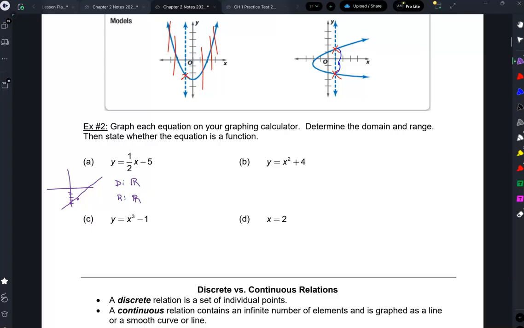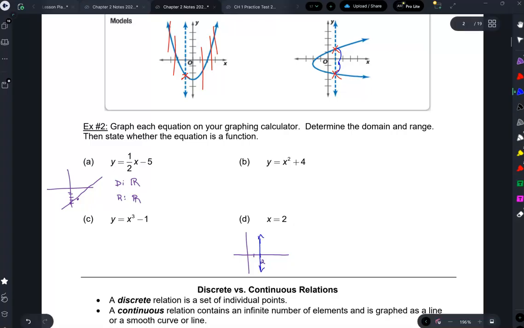Let's take a look at D, because that's another one we should be able to do just by looking at it, right? x equals 2. What does the graph of that look like? A straight line, horizontal or vertical? Vertical. So this is x equals 1, x equals 2. This looks like this.